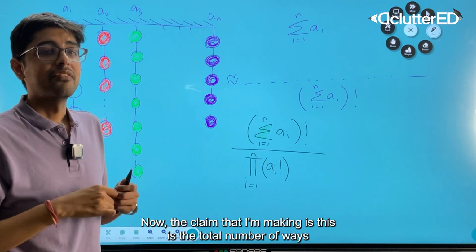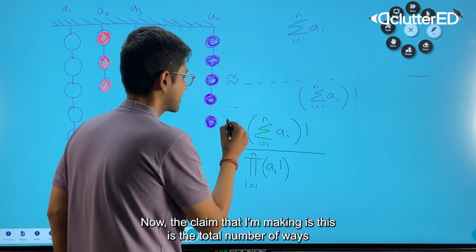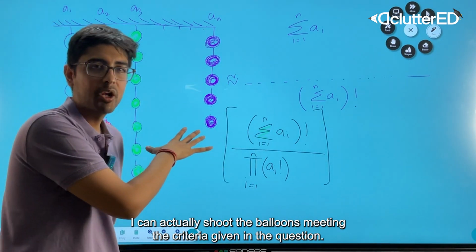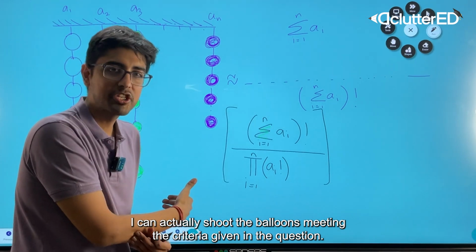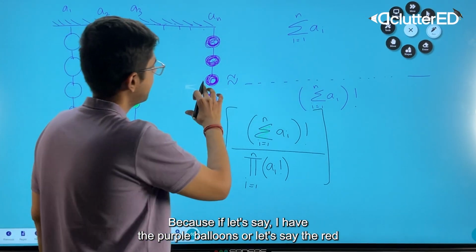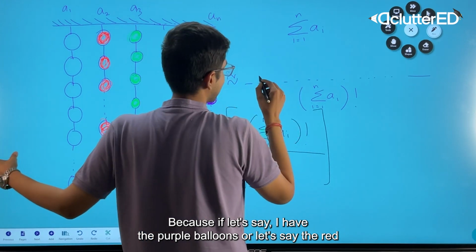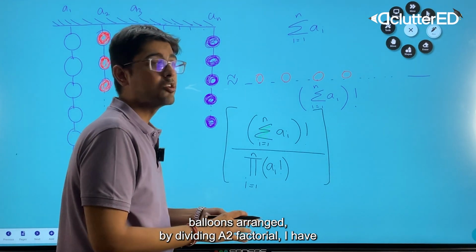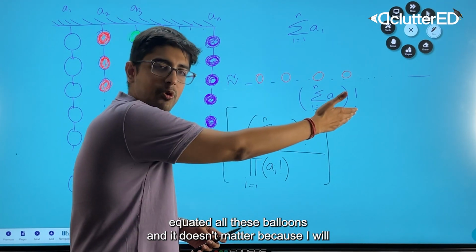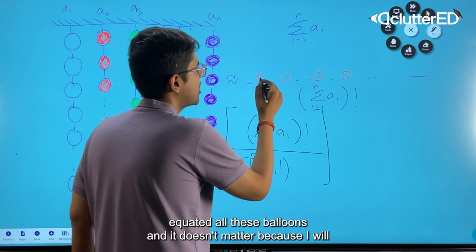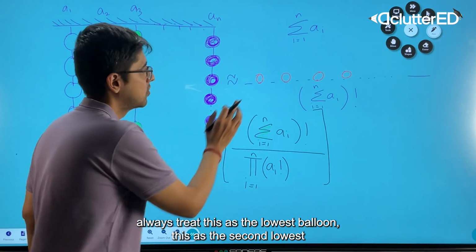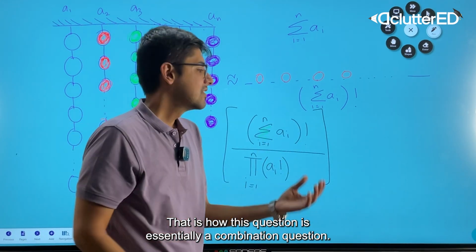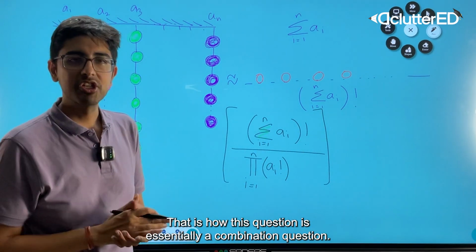Now, the claim that I am making is, this is the total number of ways I can actually shoot the balloons meeting the criteria given in the question, because if, let's say, I have the purple balloons or let's say the red balloons arranged, by dividing by A2 factorial, I have equated all these balloons, and it doesn't matter because I will always treat this as the lowest balloon, this as the second lowest balloon, and so on. And that is how this question is essentially a combination question.